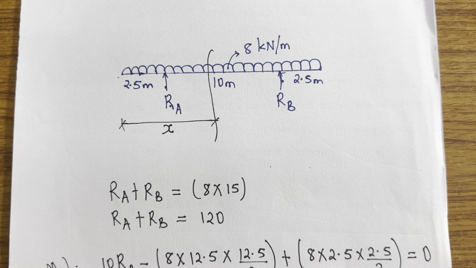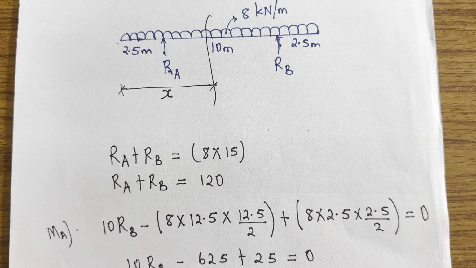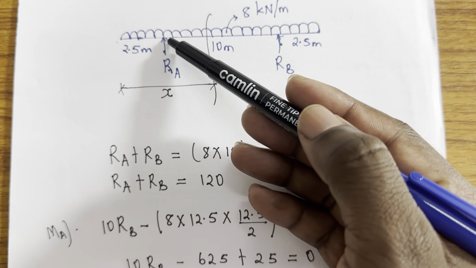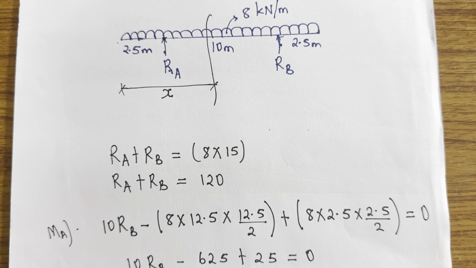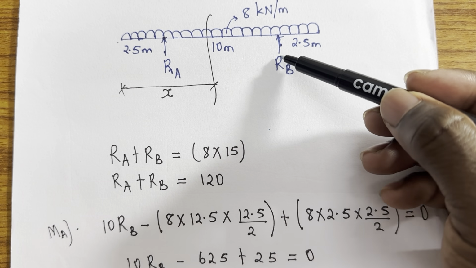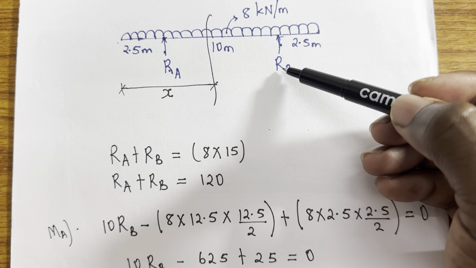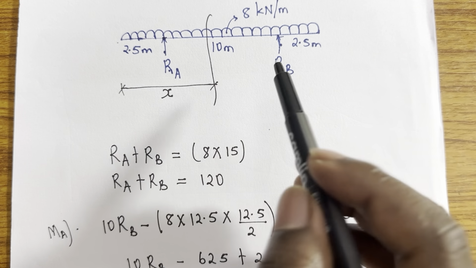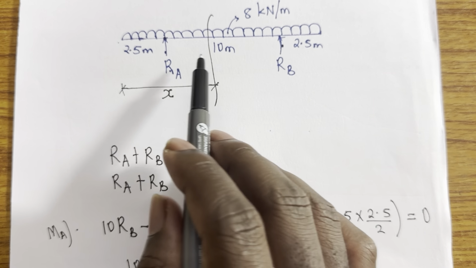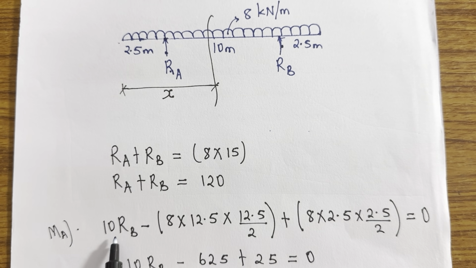If I take moment at point A, that means I'm standing here. What will I get? First of all, the first force I'm considering is RB. So RB times the perpendicular distance from RB to RA, which is 10. So that's why I'm having 10 times RB here. Now I'm considering anticlockwise to be positive, which means the forces which are clockwise will be considered negative.